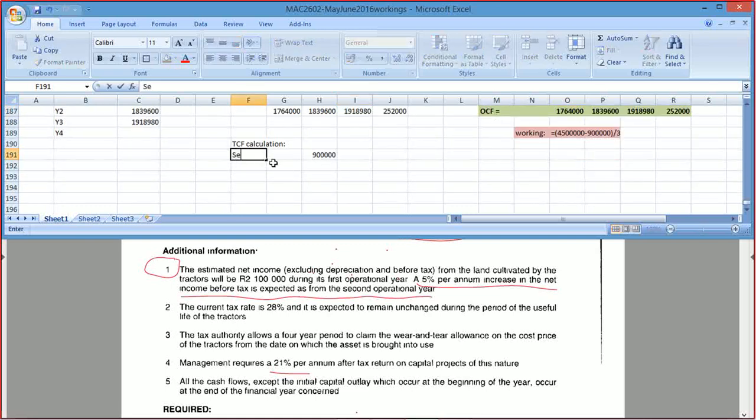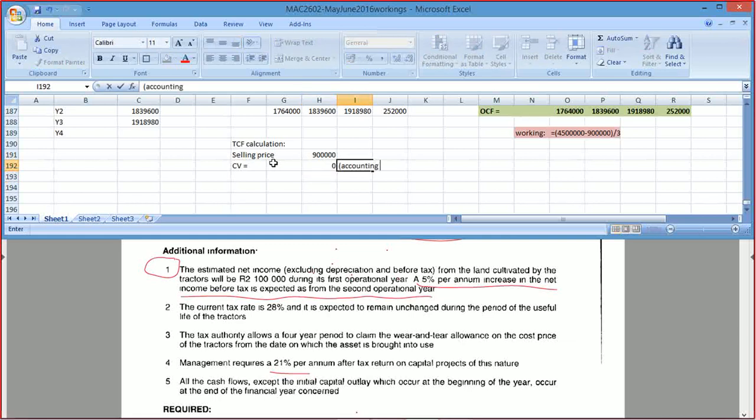Okay, TCF, 900,000 is the selling price. We need to know what the carrying value is. Carrying value for the asset is going to be based on the SARS treatment of it. So, let's do the accounting treatment of it. Well, carrying value would actually be 0 then. Do you agree?